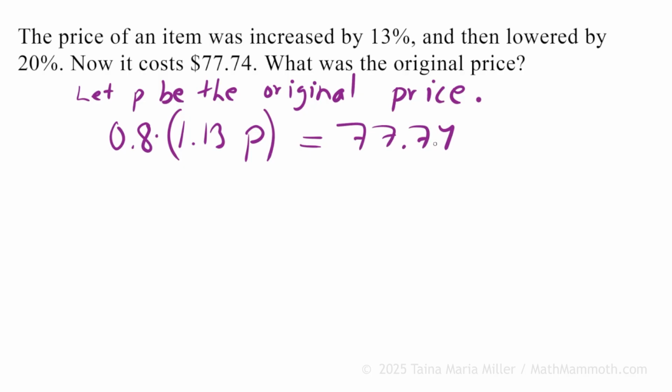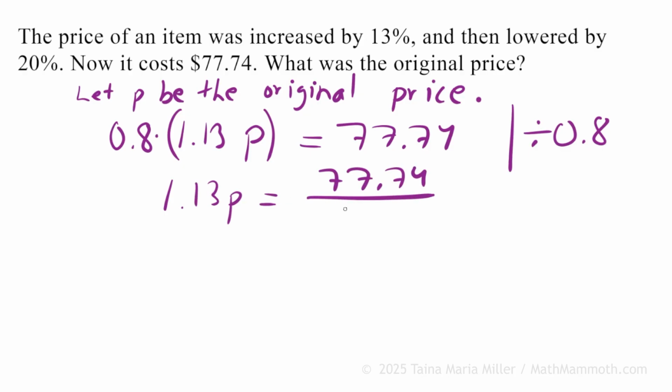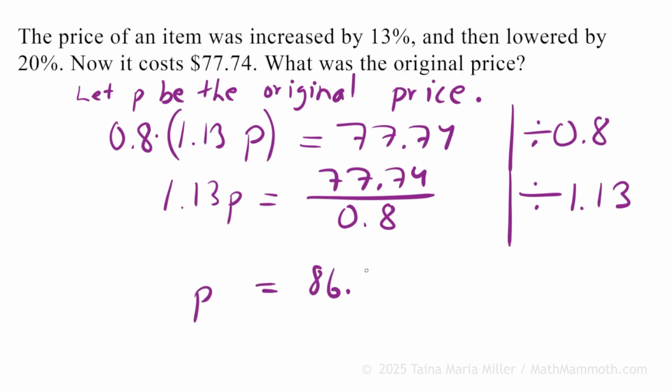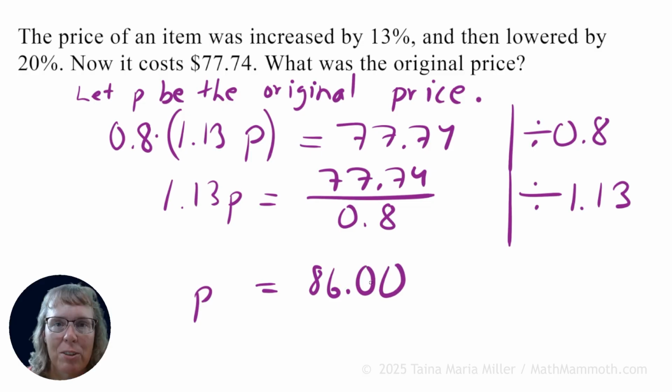This is still a pretty simple equation. We could multiply these two numbers, or we don't actually have to. We could take the whole equation and divide both sides by 0.8. Then after that, divide both sides by 1.13. Maybe we'll do that. So then it is 1.13p equals this number divided by 0.8. Then after that, we divide by 1.13. And rounding it to the nearest cent, this is 86.00. So the original price was $86. Did you get the same?